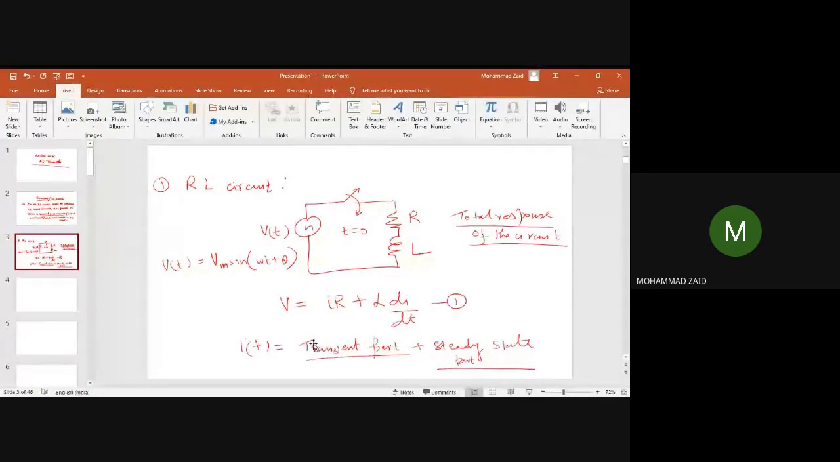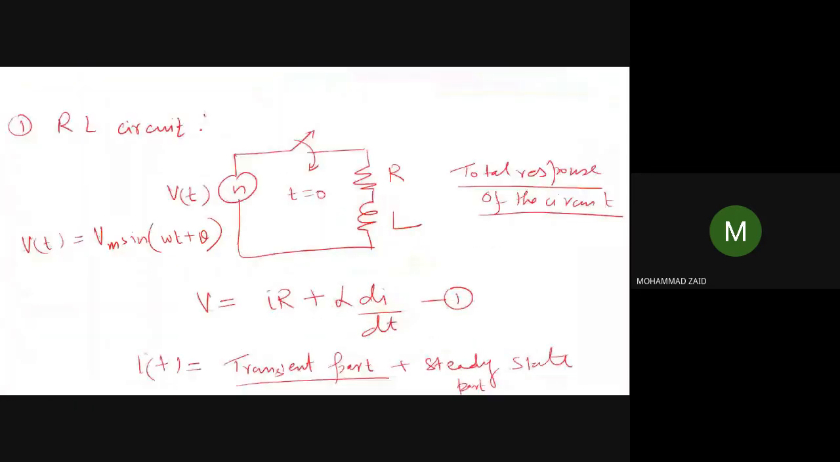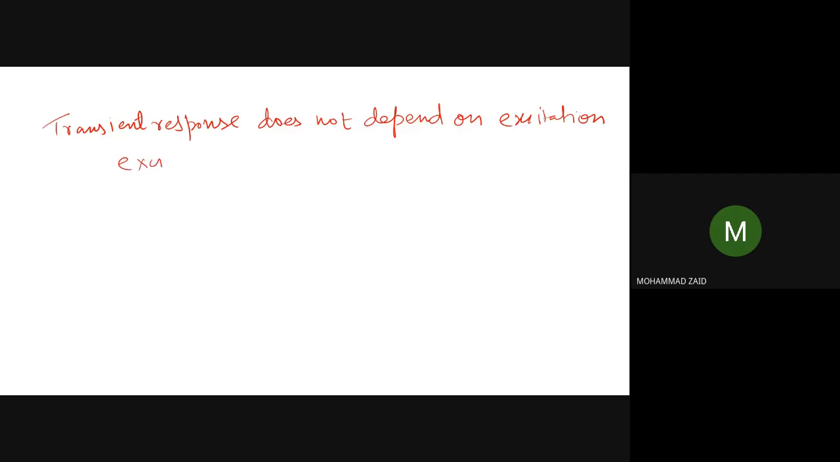Okay, so the answer is very simple. For getting the transient response, the input has no role to play in that. As you know, as I have already told you in many classes, transient response does not depend on excitation. That means the type of excitation, whether it is DC or AC, the transient response does not depend on that.